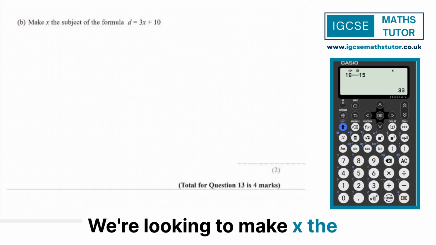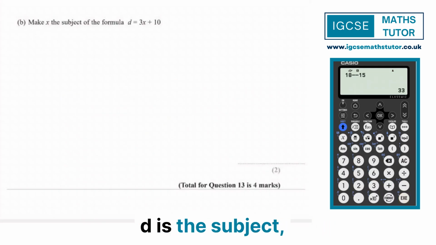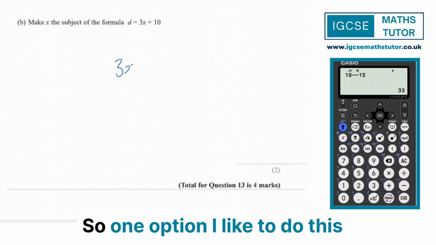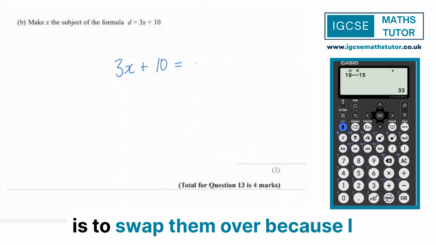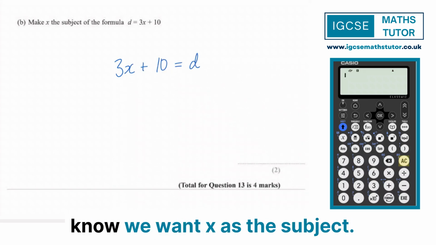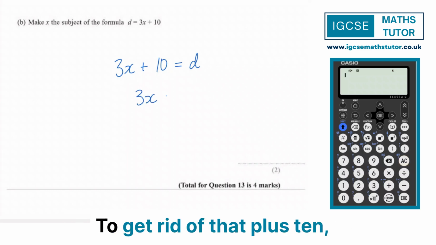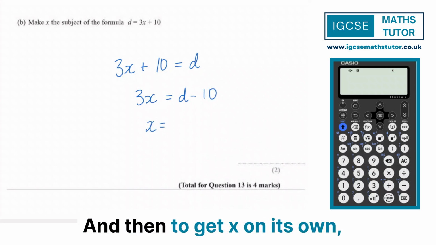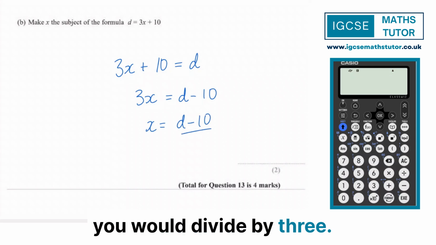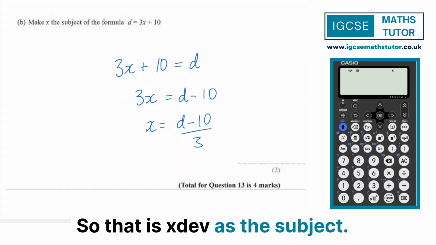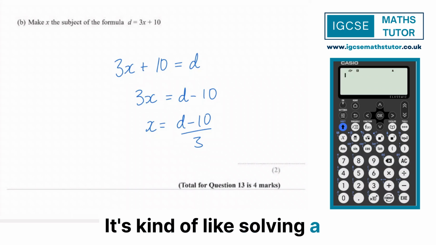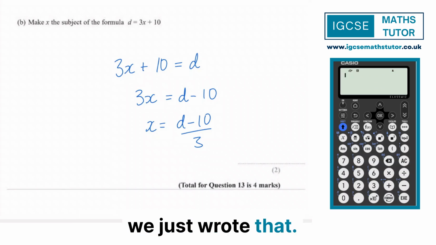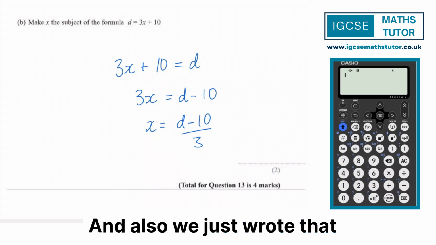Part B, we're looking to make X the subject. At the moment, D is the subject because it's D equals. We need it to be X equals. So one option I like to do this is to swap them over, because I know we want X as the subject. To get rid of that plus 10, you would take away 10. And then to get X on its own, you would divide by 3. So that is X as the subject. It's kind of like solving a linear equation, except we didn't take away the 10, we just wrote that we take away 10, and also we just wrote that we divide by 3.